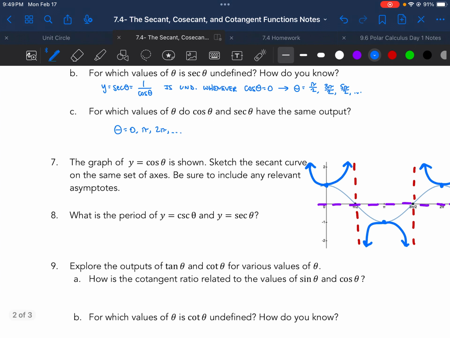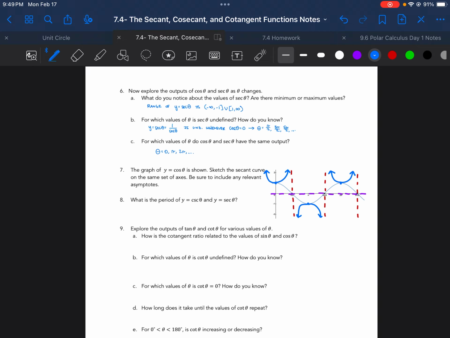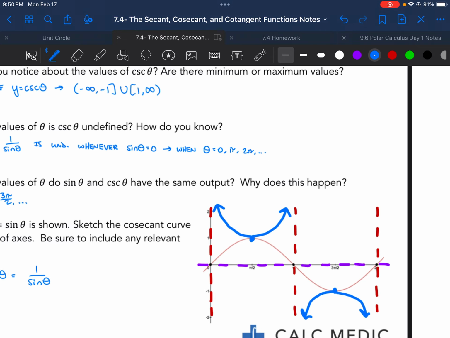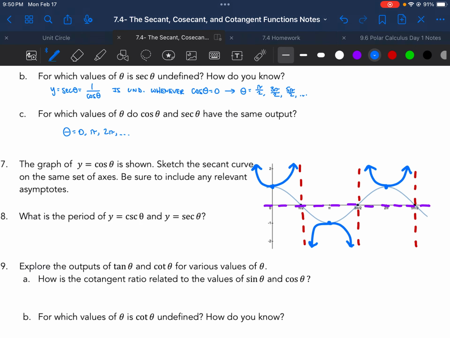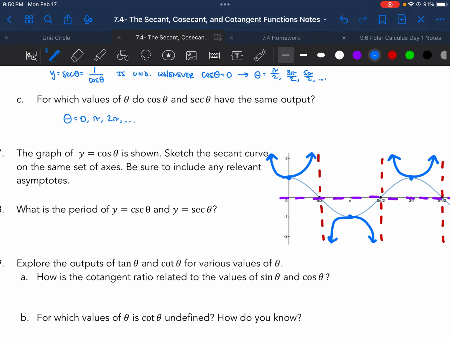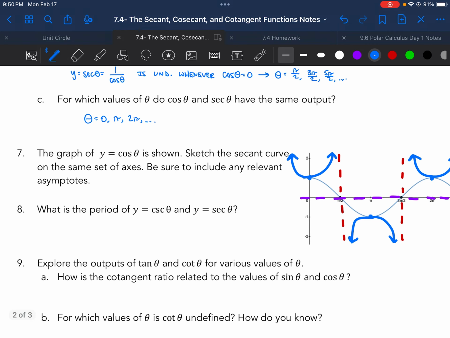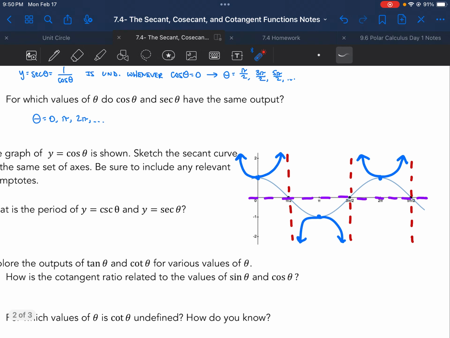All right. So now let's think about these two graphs. Okay, these two new reciprocal graphs. We have y equals cosecant of theta right here on number 5. We have y equals secant of theta here at number 7. Number 8 is asking, what is the period of y equals cosecant of theta and y equals secant of theta? So it's not like tangent. Tangent, the period is the distance between asymptotes. That's not how this period works.